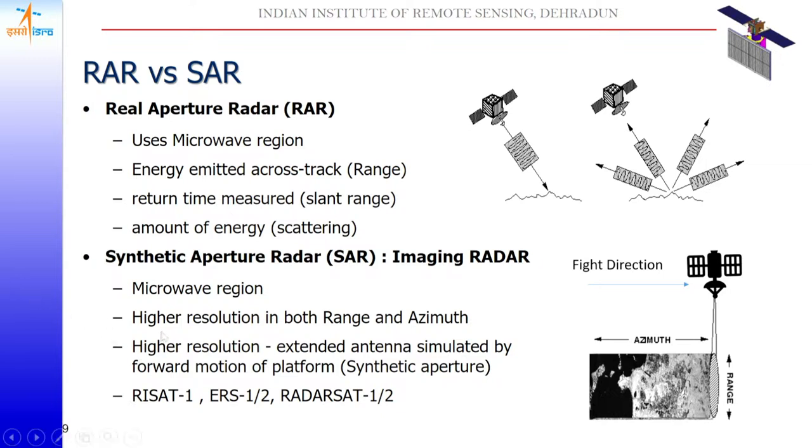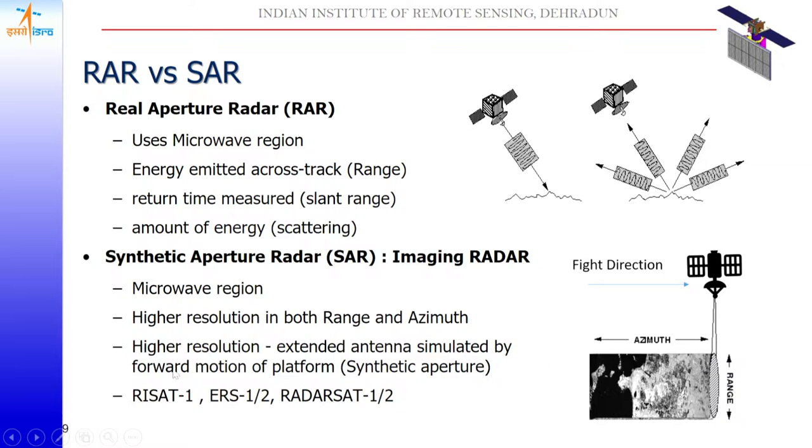So we have higher resolution in both range and azimuth. What is the range and what is the azimuth? If you can see, this is the radar and it is moving in this direction, which is the flight direction. This direction is called the range, which is the across track direction, and this is called the azimuth, which is the along track direction.